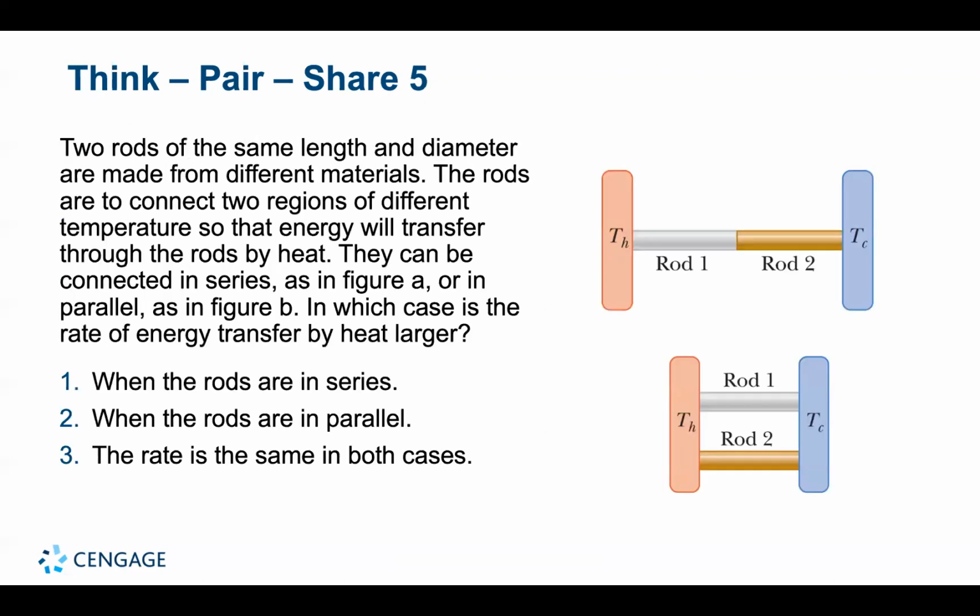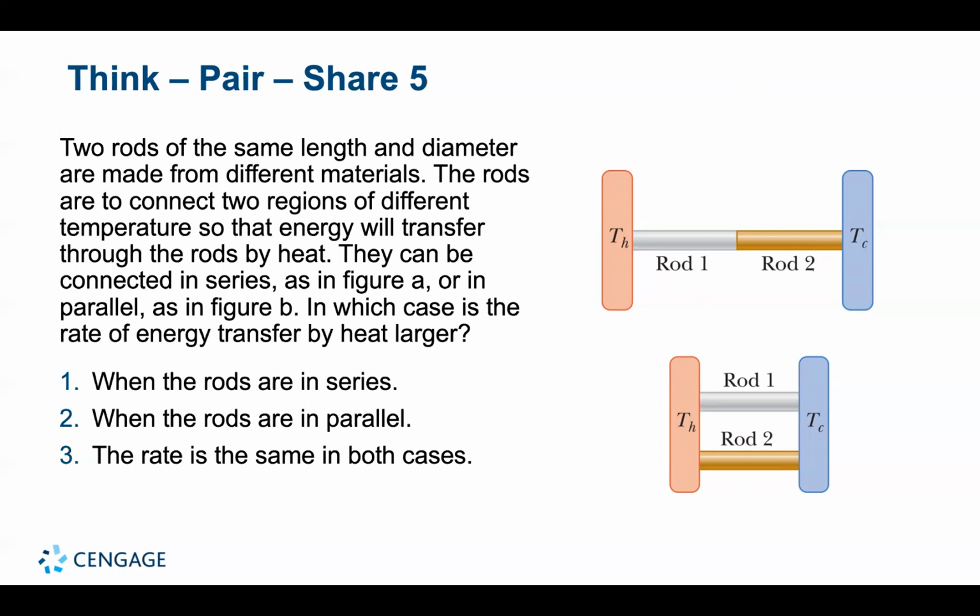Here's another question. Two rods of the same length and diameter are made from different materials. The rods are to connect two regions of different temperatures so that energy will transfer through the rods by heat. They can be connected in series, or as in figure A, in parallel, or as in figure B, in the case where the energy is transferred by heat transfer. We're just basically trying to compare these two, in parallel versus in series. And the answer is when they are in parallel.